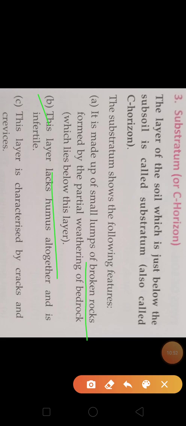Second, this layer lacks humus. Humus is not found there, so we can say that this soil is infertile. It cannot support the life of trees and plants. Okay, in this layer, cracks and crevices are there. Okay, cracks are there, crevices are there. You can see it in the picture.